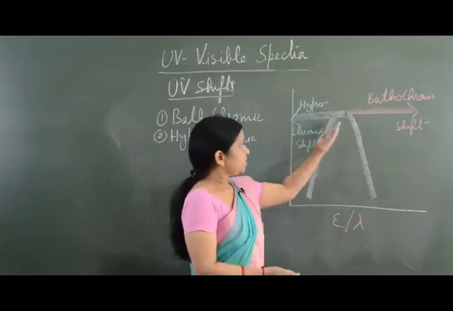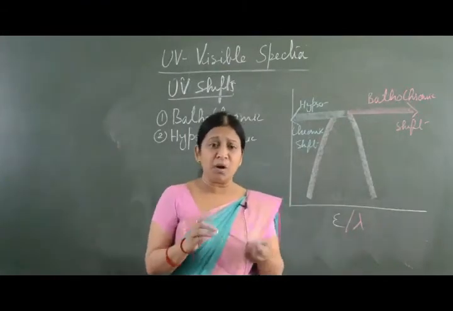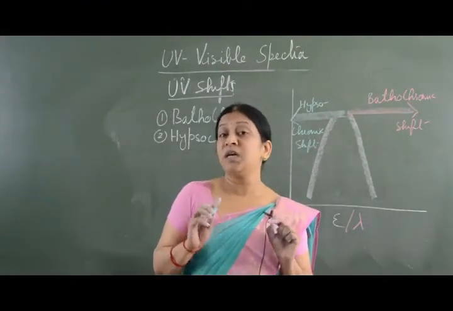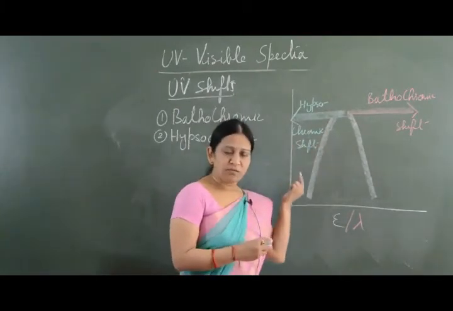So, if the maxima is shifted towards shorter wavelength, that means the conjugation in the compound is going to decrease. So, the lambda max is shifted towards shorter wavelength.